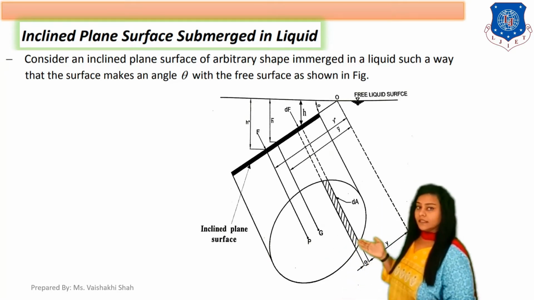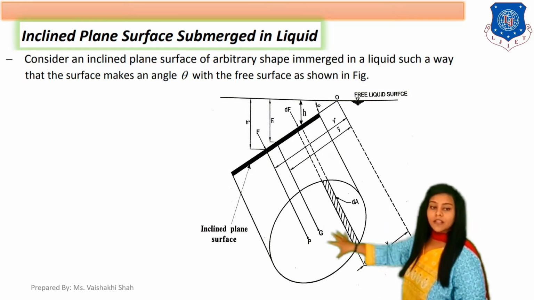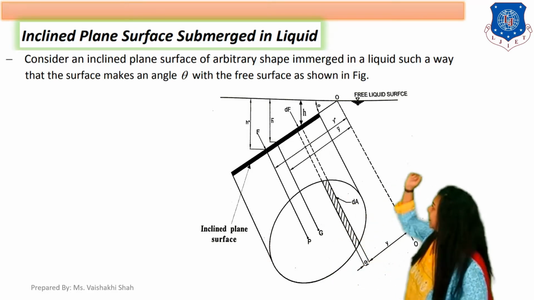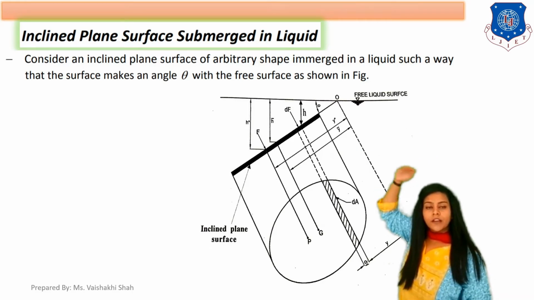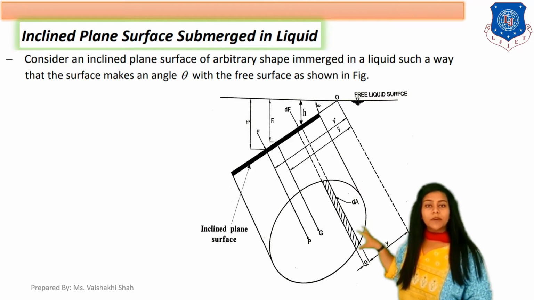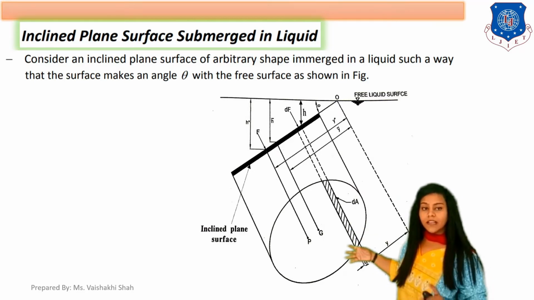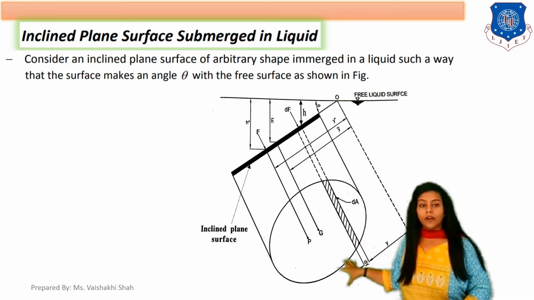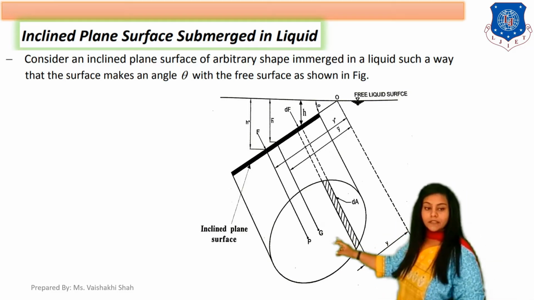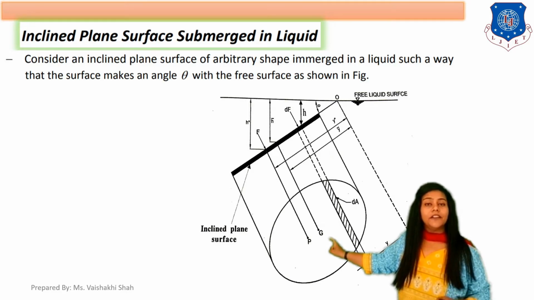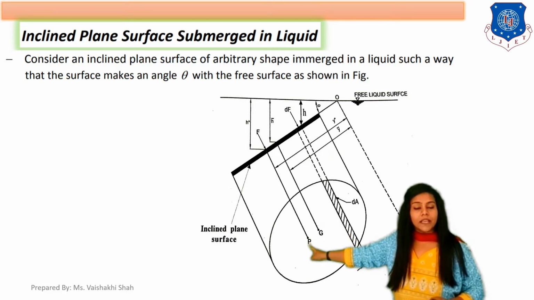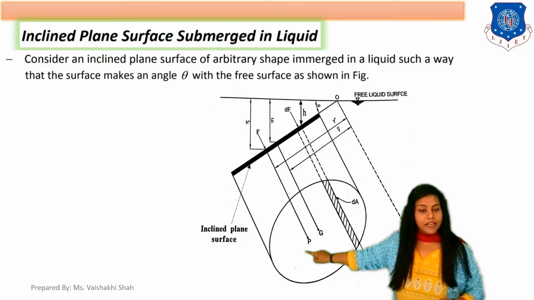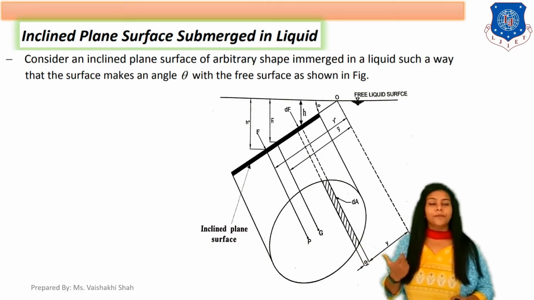So here is the diagram for the immersed surface. This is your arbitrary surface which is immersed, inclined, in the liquid. As you can see, this is the free surface of the liquid, which is horizontal, and the immersed surface is inclined at an angle theta. In the body there are 2 points: the first point is G, called the center of gravity, and the second point is P, called the center of pressure. G is the center of gravity and P is the center of pressure.